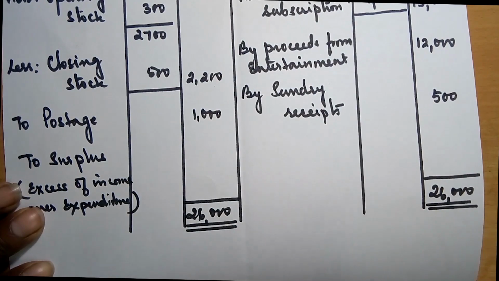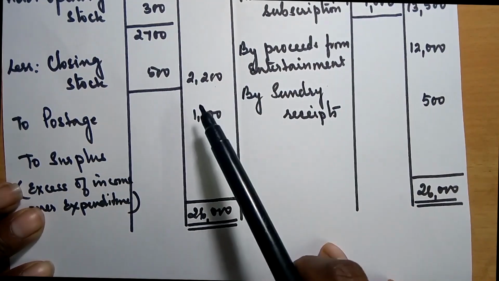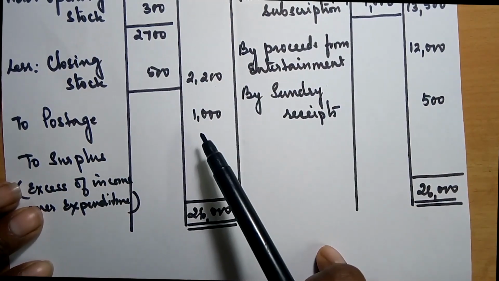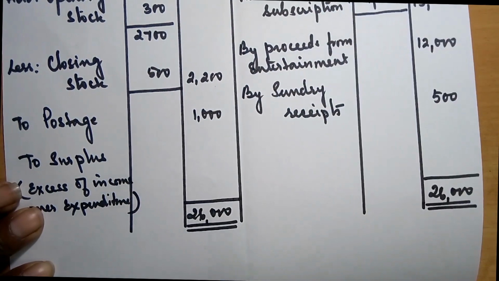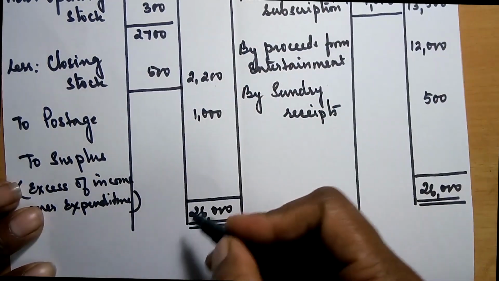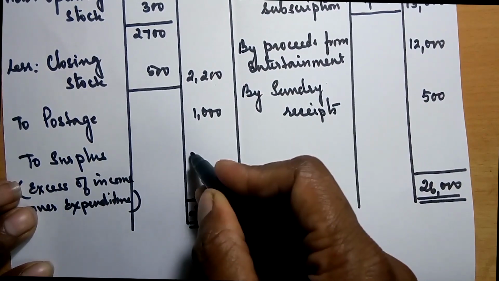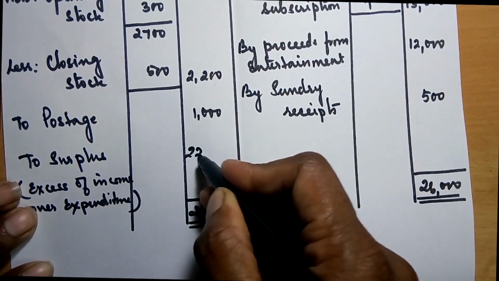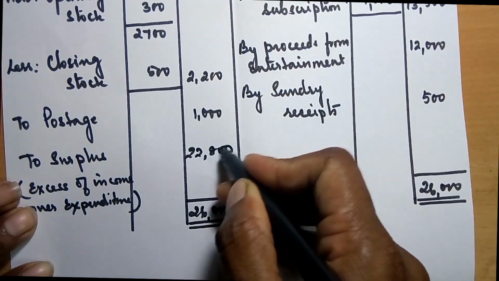From this we minus 2,200 plus 1,000, that is 3,200, and we get the answer as 22,800. The surplus is 22,800.